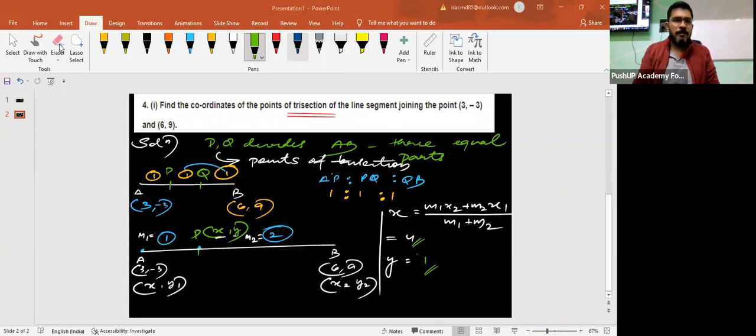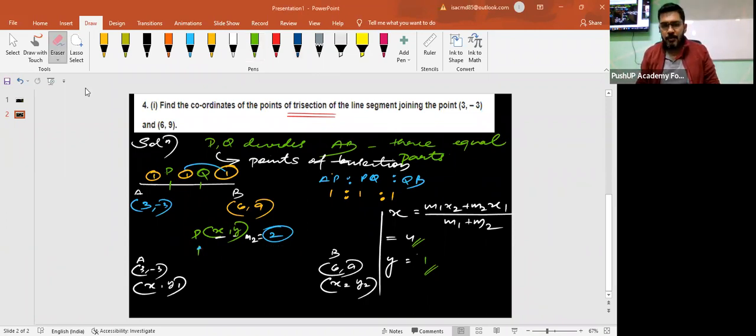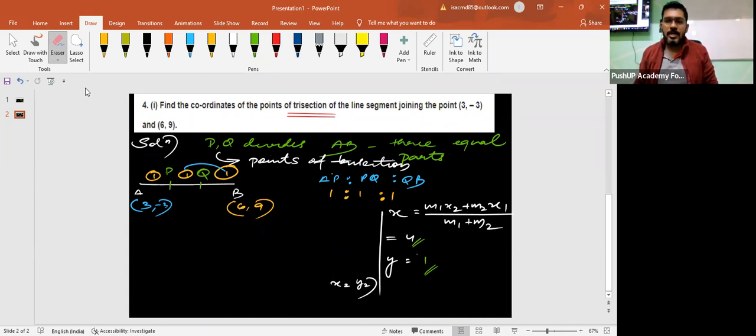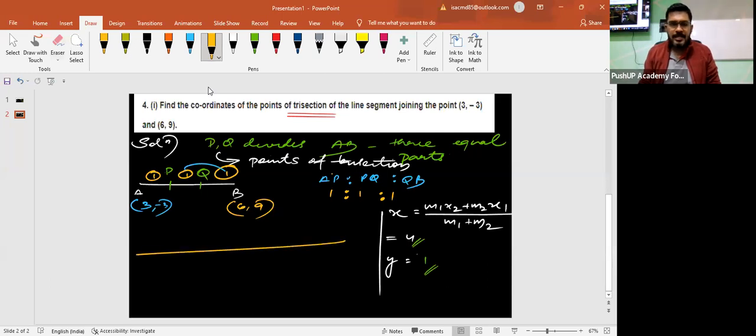So this part is over. Now let's find the coordinates of Q. Let's find the coordinates of point Q. For your understanding, I will draw the line segment again.